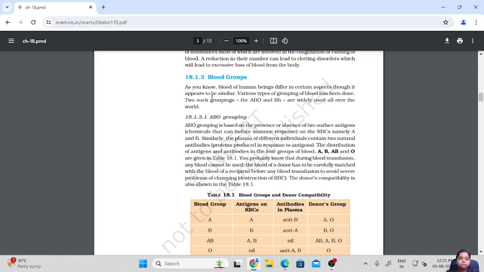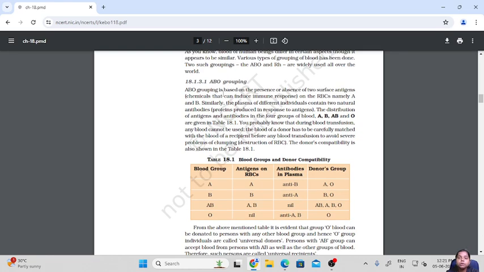Then the blood groups. So we know that the blood of human beings looks similar in the color, the shape of the RBCs, and the counts are similar, but they differ in certain aspects. So there are various types of grouping of blood that have been done. Two such groupings, ABO and Rh, are used widely all over the world. So we'll now first see what the ABO grouping is.